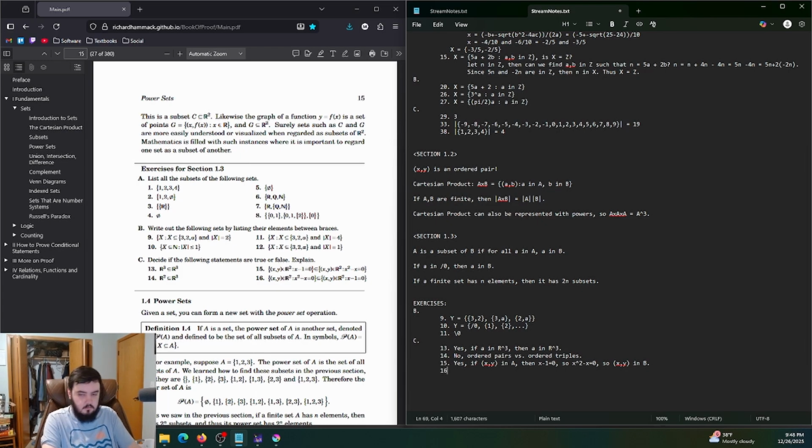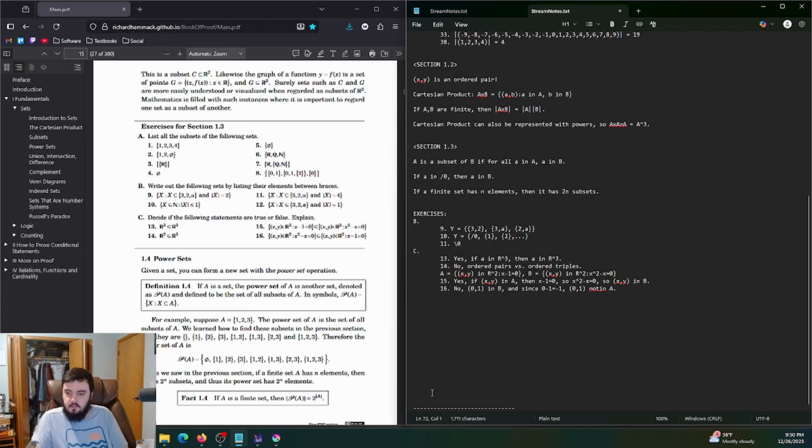Oh yeah, let's do it. This is no, because let's just find that counterexample. (0, 1) is in B, and since 0 minus 1 equals -1, (0, 1) is not in A. All right, cool. And that's as far as we got.